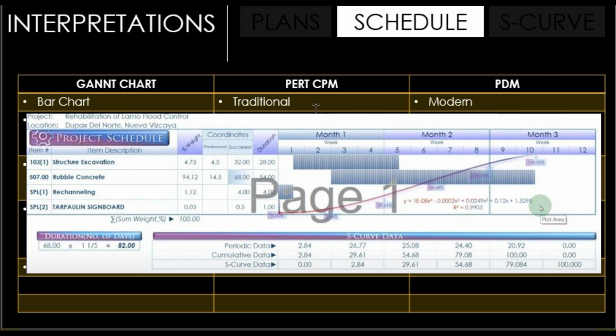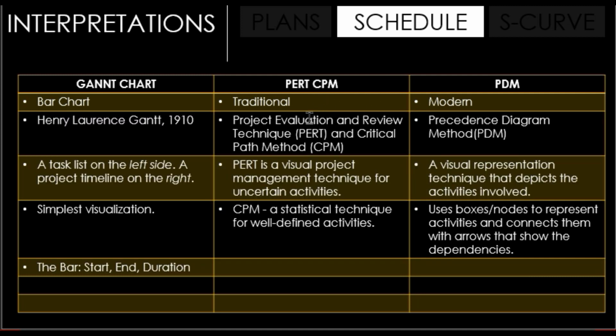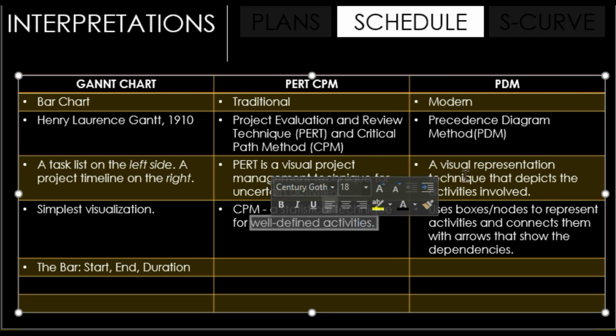Next, we have the traditional PERT CPM. PERT is a visual project management technique where we plan, schedule, organize, coordinate, and control uncertain activities, while CPM is a statistical technique where we plan, schedule, organize, coordinate, and control well-defined activities.